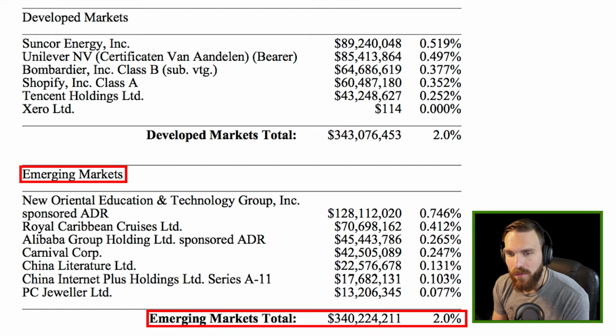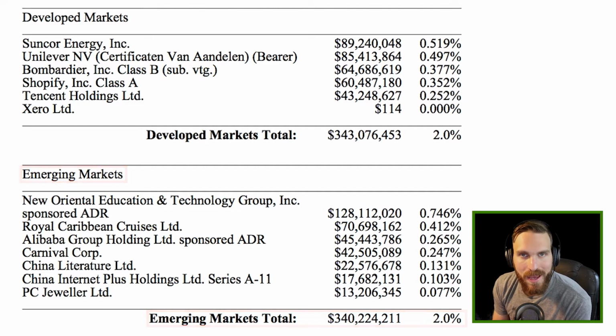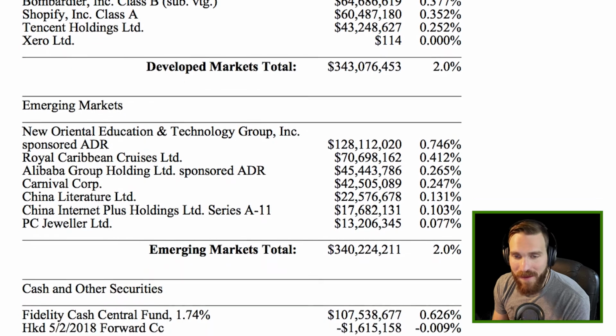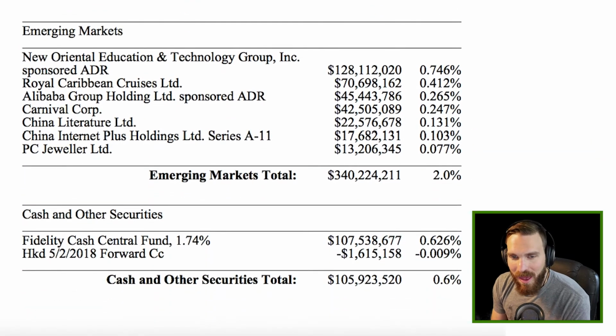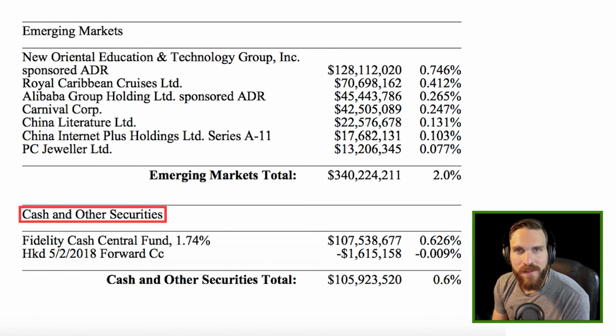Only 2% of the portfolio comes from emerging markets. So if we're thinking, how much of this portfolio is invested internationally, only 4%. Well, let's go ahead and scroll down to the very bottom, the end of this document, and we'll take a look at how much cash this fund has.